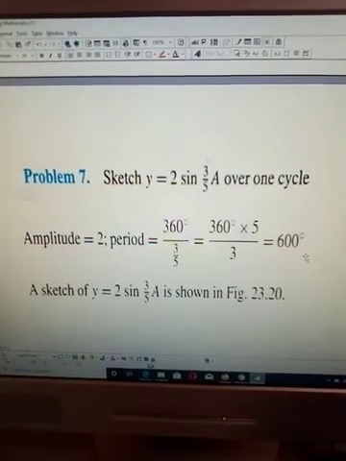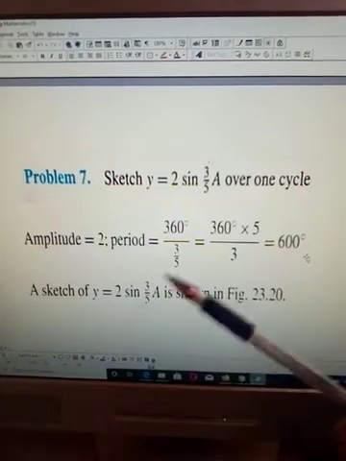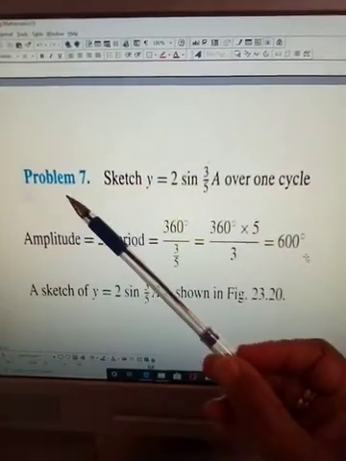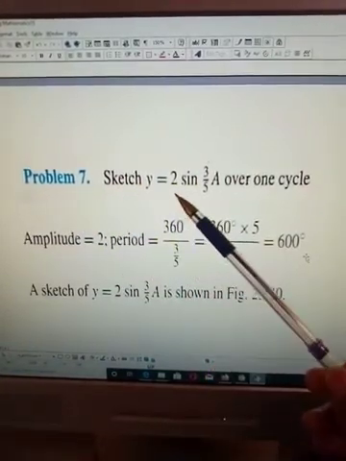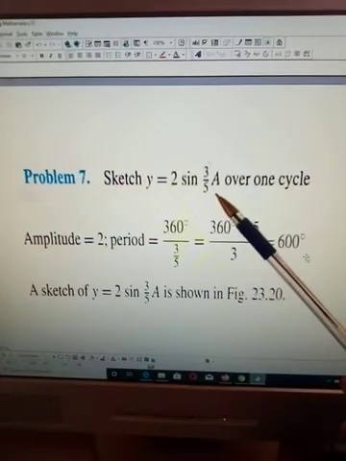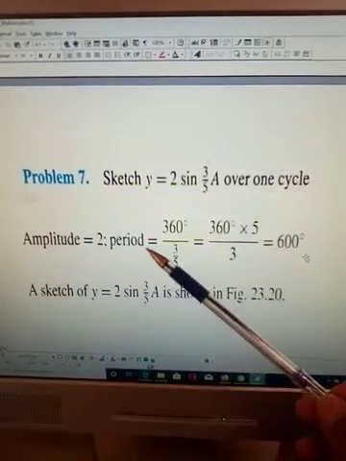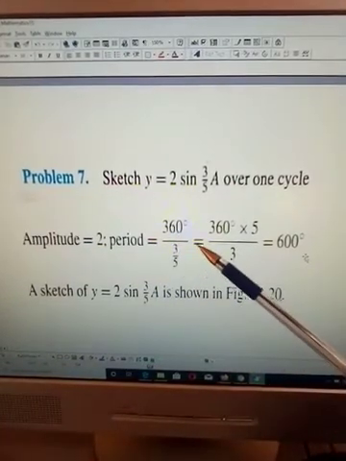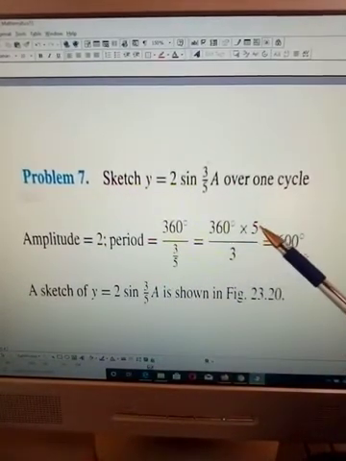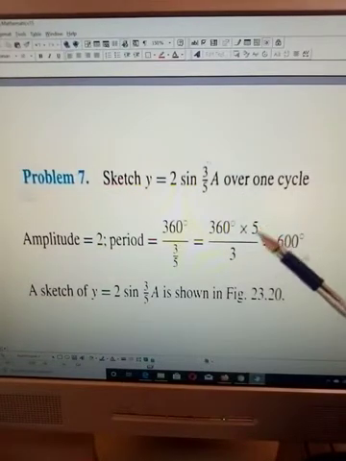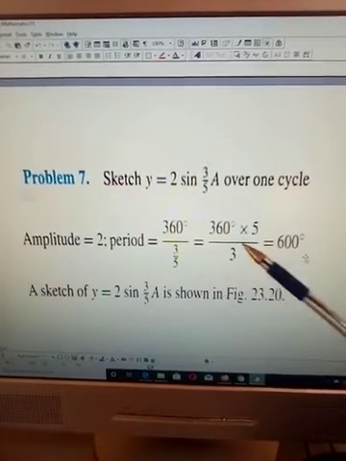Okay, I'm just looking now at problem 7. And again, I said I've taken problem first before anything else. Sketch y equals 2 sine 3/5 A over 1 cycle. Amplitude equals 2. Period equals 360 divided by 3/5 equals 360 times 5, divided by 3, which equals 600.